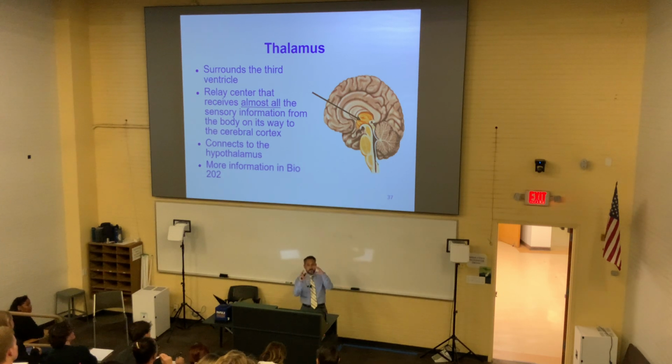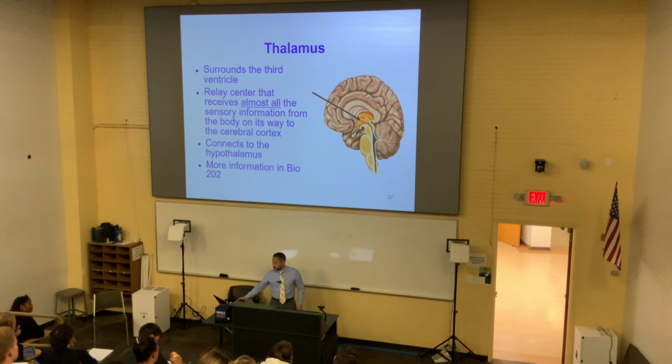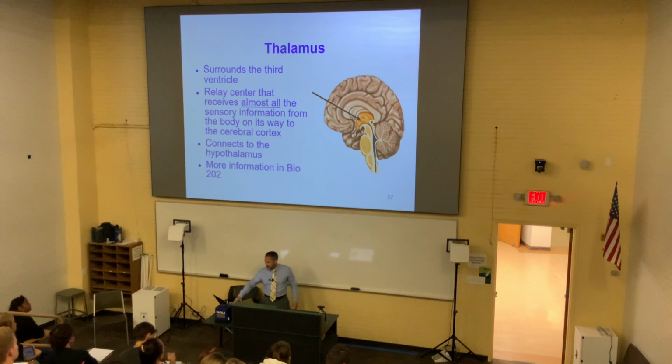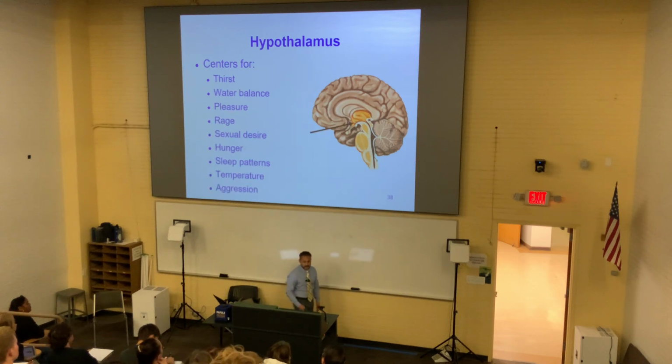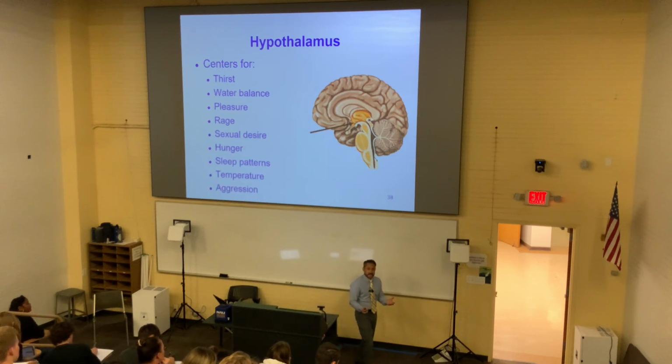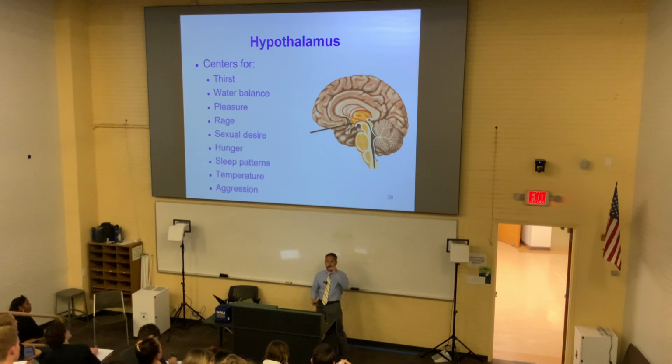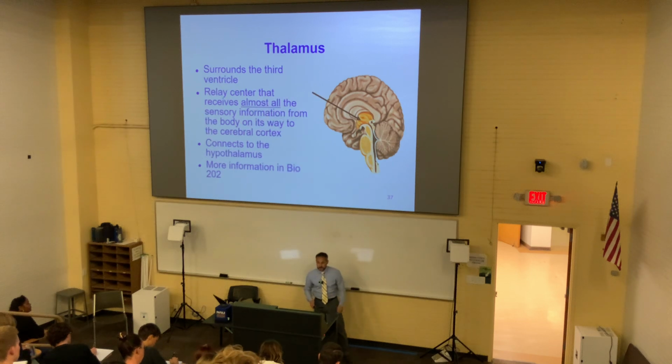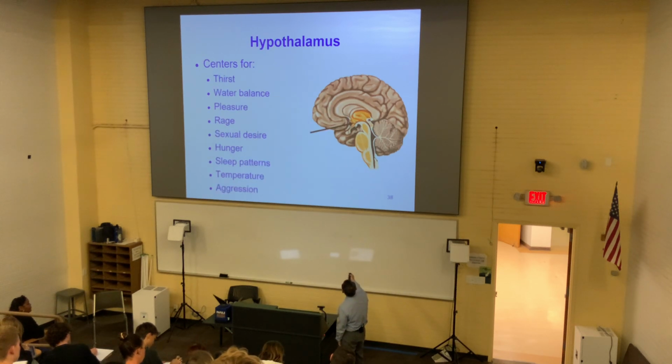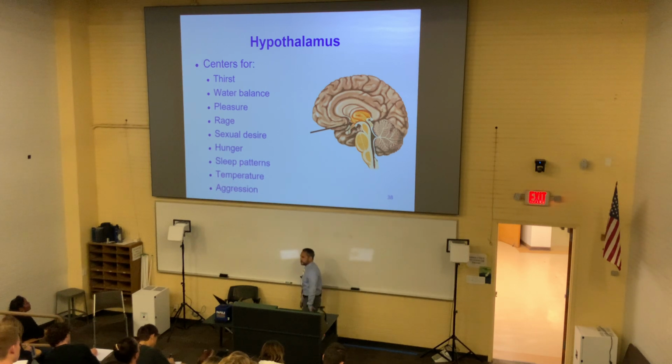It surrounds the third ventricle. So it kind of gives you an orientation of where you find it within the body. It does connect to the hypothalamus, and hypothalamic control is actually really important. It's not a huge structure in the brain. Hypo meaning under. So you can see this picture. This is the thalamus. Right below the thalamus is the hypo, or underneath the thalamus structure.